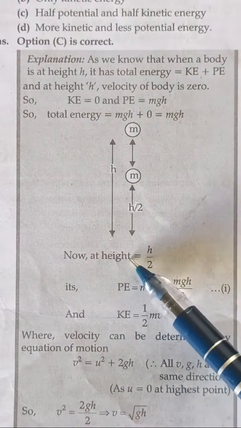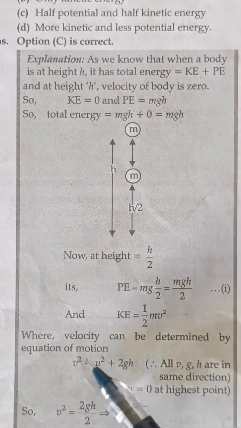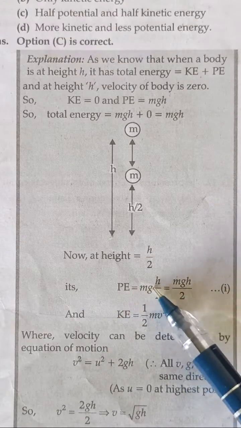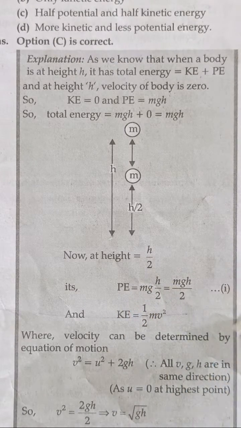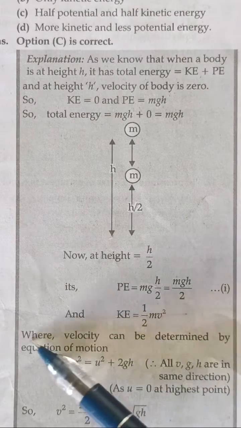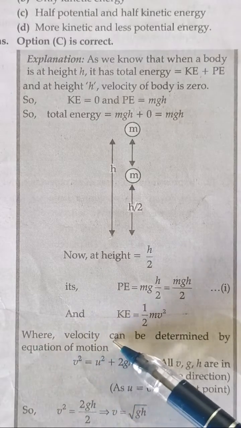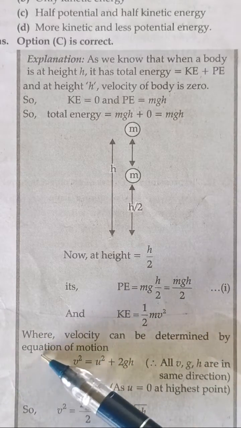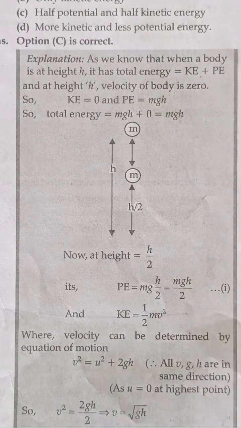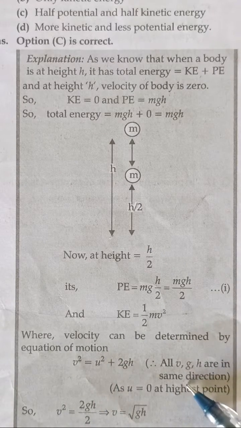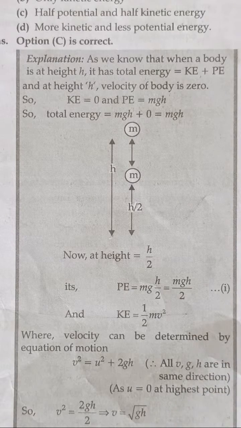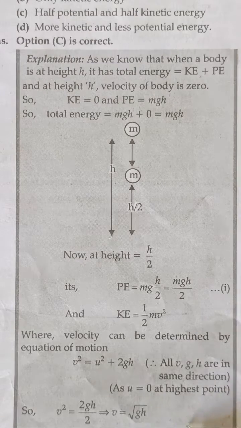Now at height equal to h upon 2, its potential energy equals mg h upon 2, equals mgh upon 2, first. And kinetic energy equals 1 upon 2 mv square, where velocity can be determined by the equation of motion v square equals u square plus 2gh. Therefore all v, g, h are in the same direction, as u equals 0 at the highest point.